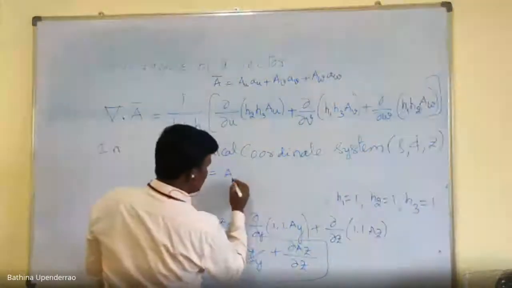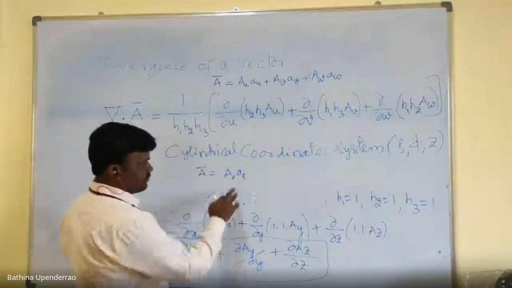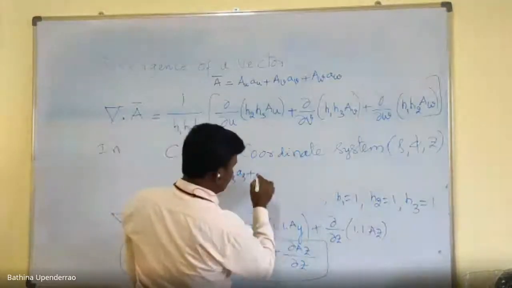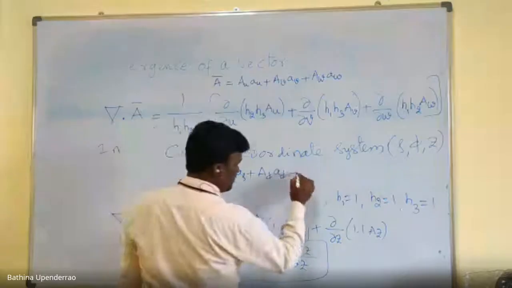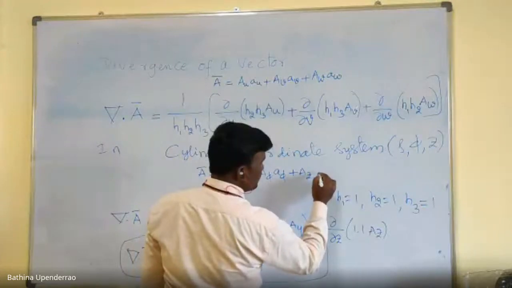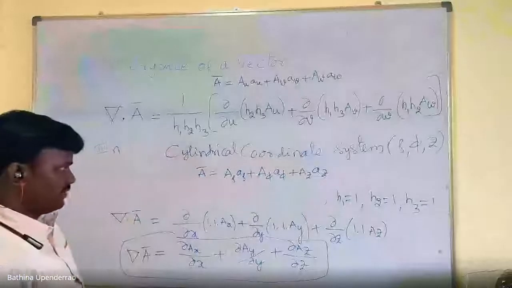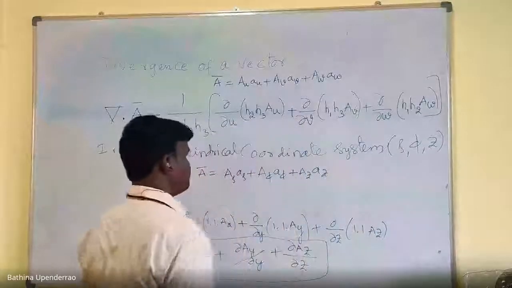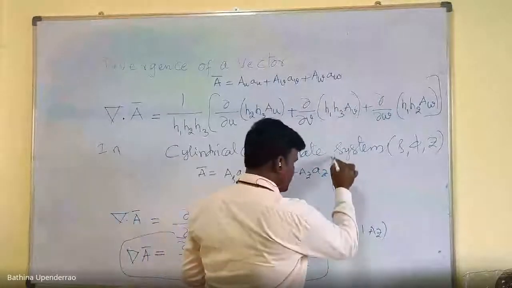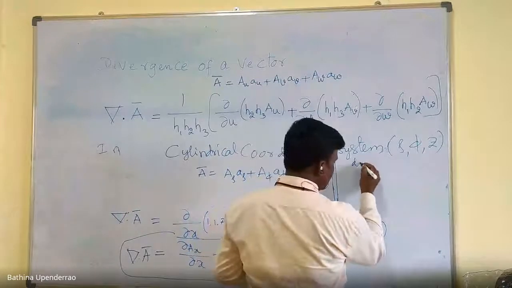Now, vector is what? Rho component A rho along rho direction, multiplied by the unit vector a rho. For phi, A phi into a phi. For z, Az into a z. Now write down the differential elements. I am writing differential elements here itself, so use this space to write differential elements.